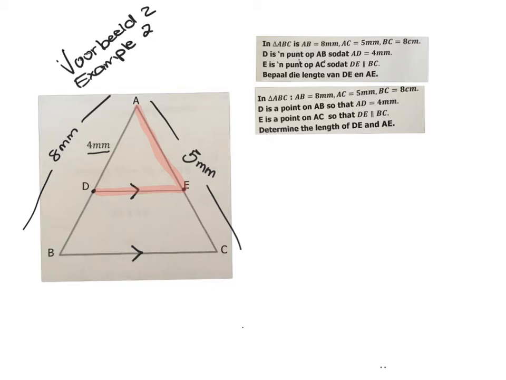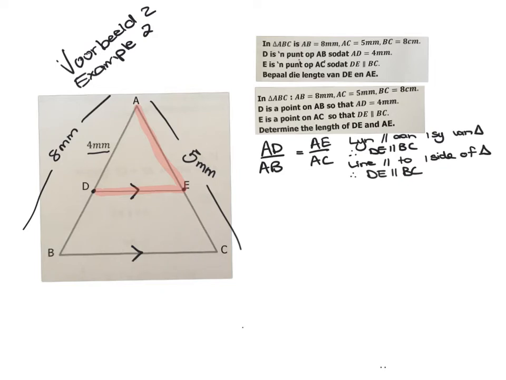Goed, ons gaan soos volg te werk gaan. We'll do the following. AD over AB, the whole line, is equal to AE over AC. How can I say that? The line DE is parallel to BC. And it was given to you there, see? So you just write, line parallel aan een sy van driehoek. DE is parallel aan BC. Jy moet dit neerskryf vir jou punt.